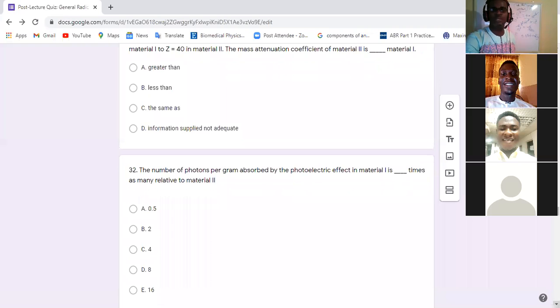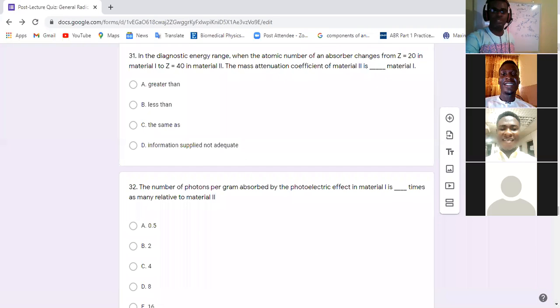The number of photons per gram absorbed by the photoelectric effect in material 1 is dash times as many relative to material 2. Remember, this time around we're not talking of energy. We are assuming the energy is constant. So what will happen to the number of photons per gram absorbed by the photoelectric effect in material 1 to that of material 2?